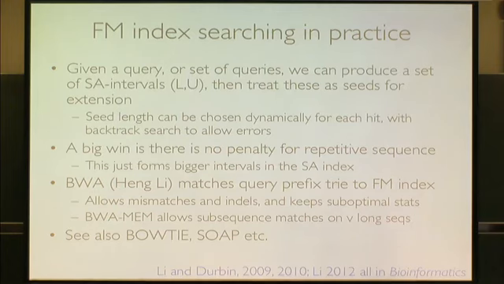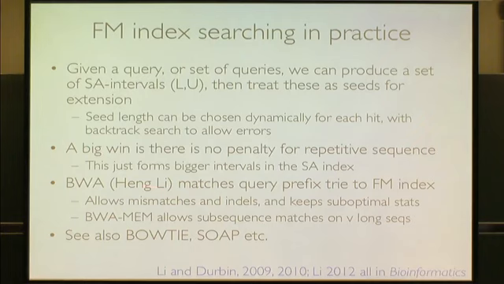So why do this rather than use hashes? Well, there's no inherent gain, except that a big win is there's no penalty for repetitive sequence in this situation. We just use a bigger interval in the index. The algorithm doesn't slow down because of repetitive sequence. And we can dynamically choose how long the seeds are, so where they are less unique, we can require them to be longer.